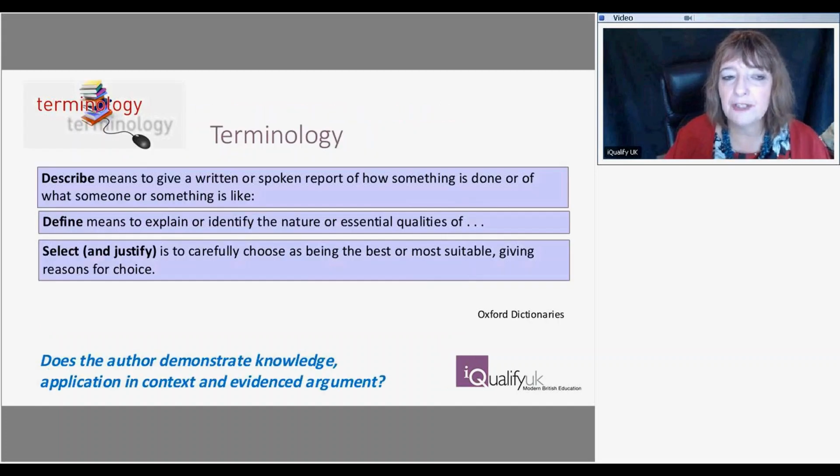So for our terminology, describe means to give a written or spoken report of how something is done or what someone or something is like. Define means to explain or identify the nature or essential qualities of something. And select is to carefully choose as being the best or most suitable. And the justify bit is giving reasons for choice. So again, what's the examiner looking for? The demonstration of knowledge, application in context, and evidenced argument.